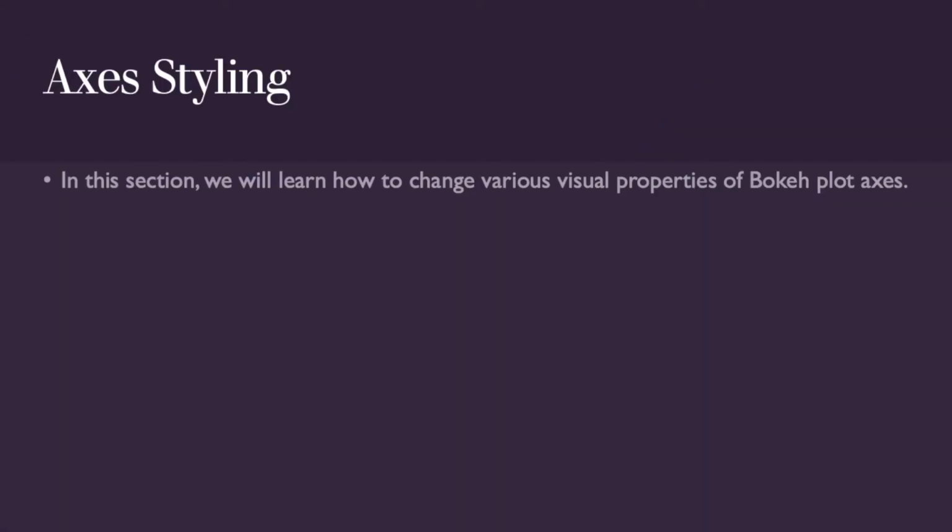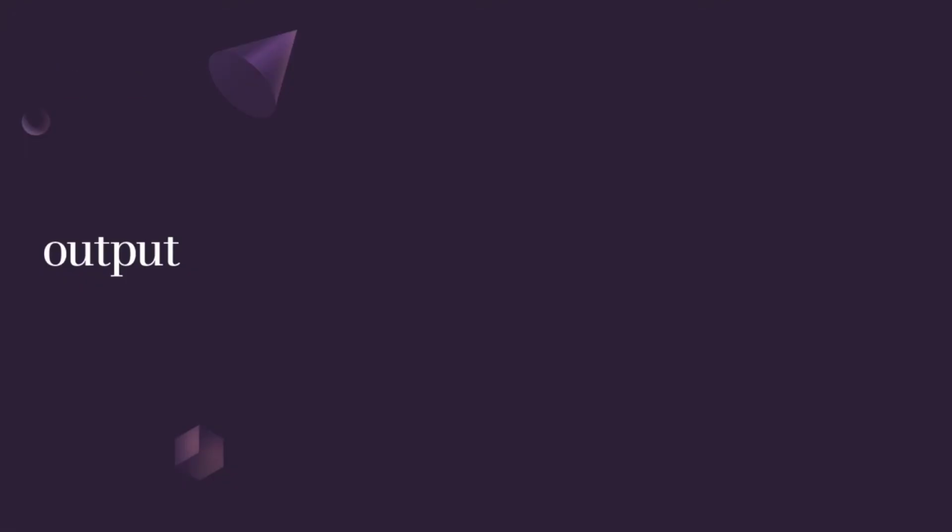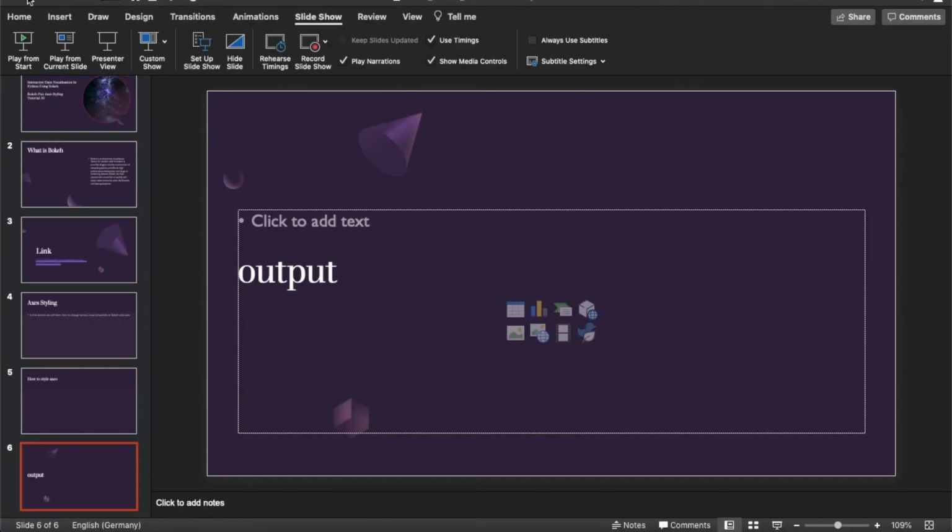Next, what are we trying to perform here? In this section we'll learn how to change the various visual properties of the Bokeh plot axis. As I told you, the x-axis and y-axis have multiple properties, for example label color, label font, axis line color, axis line width, axis major tick color, and many more things. We'll see how to do all this using standard Bokeh methods, properties and attributes. I don't think anything else needs explaining, so let's go ahead and start coding.